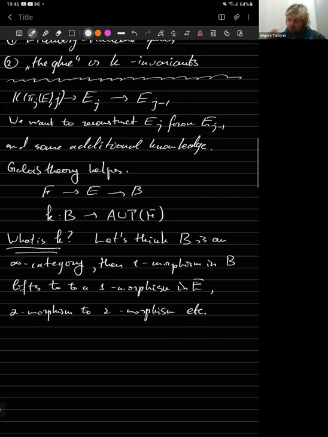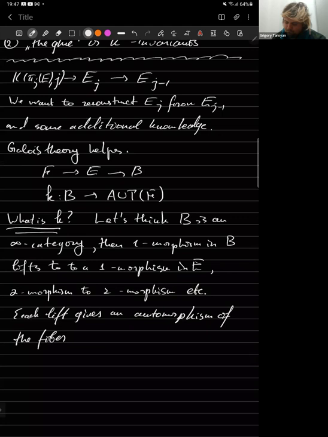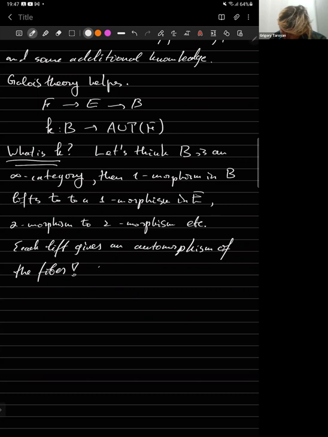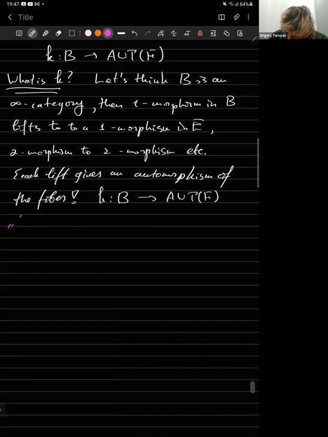each lift gives an automorphism. So we get this functor, which acts on, so elements of B act on F just by these lifts. And so that's basically the idea behind non-abelian cohomology. So we may now say, it's sort of a definition, very sketchy one, but still a definition.